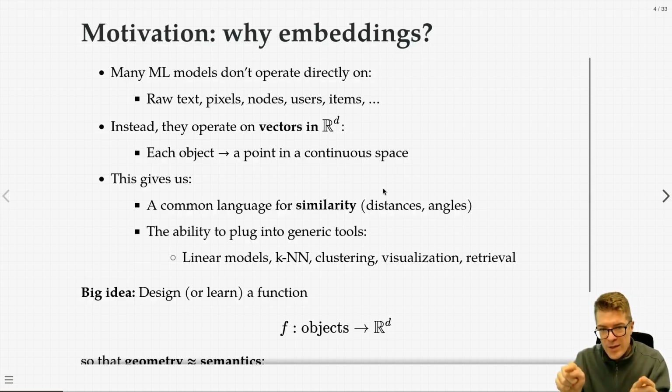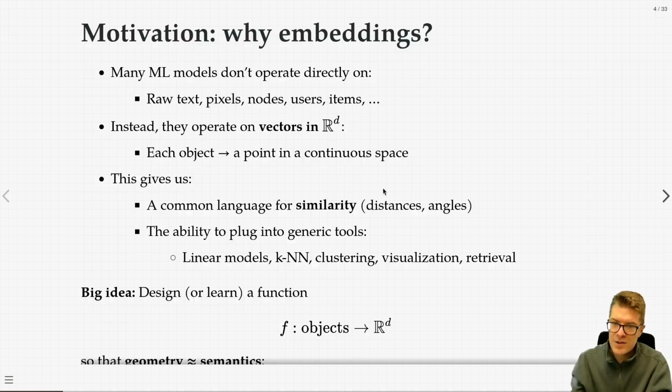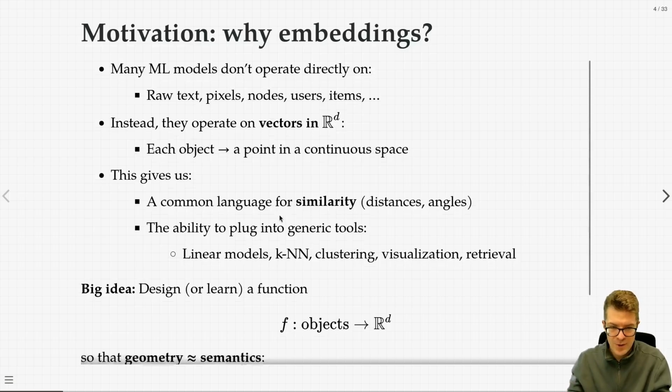So because we have points in space, we have similarity measures. We have distances between points. We have angles between points. And again, we know how to deal with points in space. We've been dealing with points in space in terms of our SVM models, in terms of our logistic regression models, and so on, so we know what to do with them.